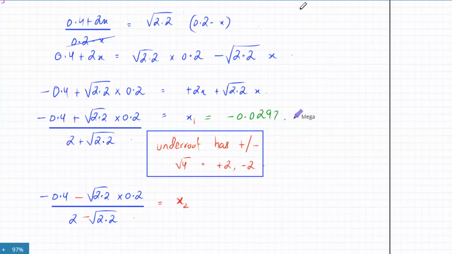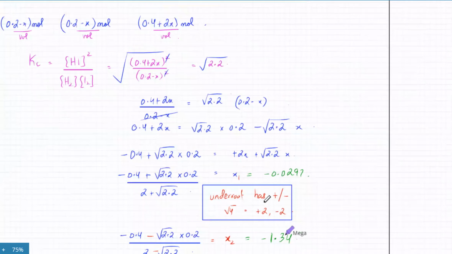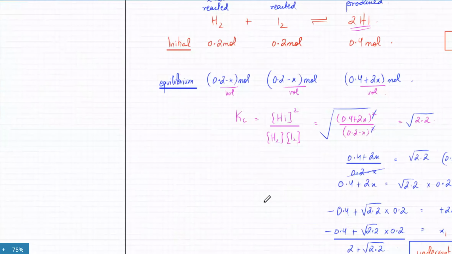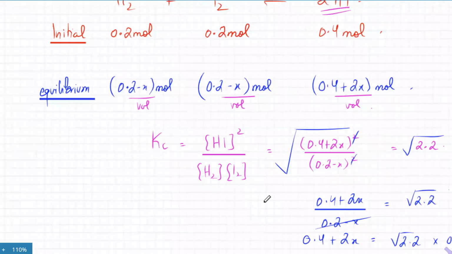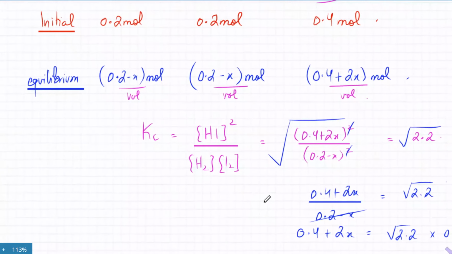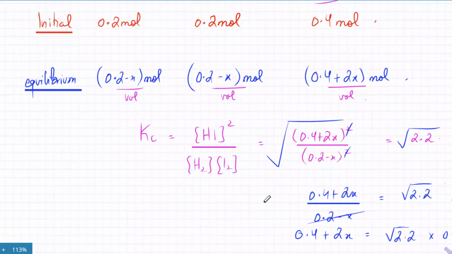So x2 is minus 1.34. So x2 comes out to be minus 1.34. Now the big question is, you have two values now, and one of them is incorrect. You have minus 0.0297 and minus 1.34. Go back to your table now and plug in those values. The answer for the second one is 0.24, which one?